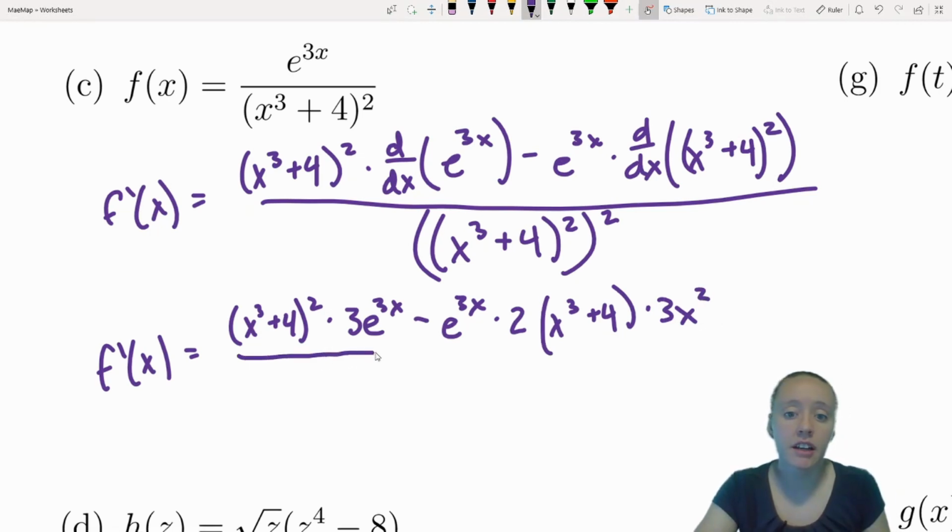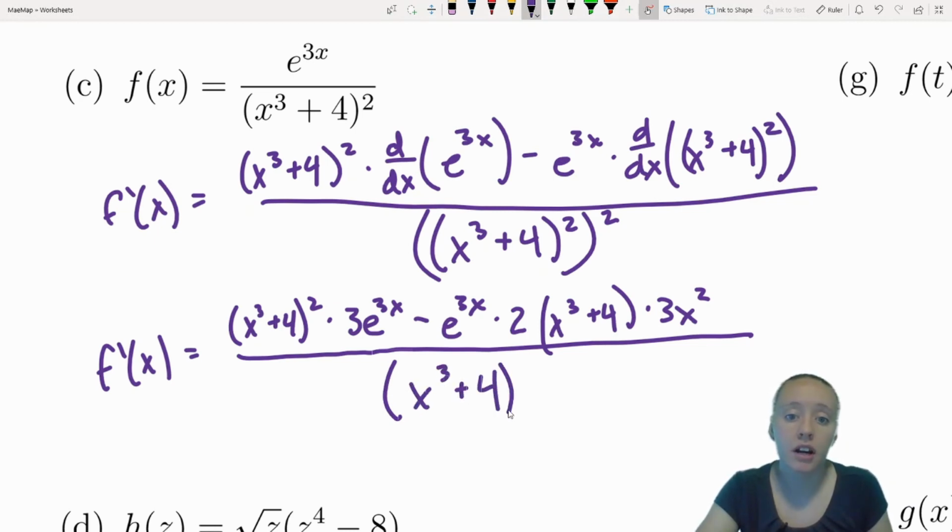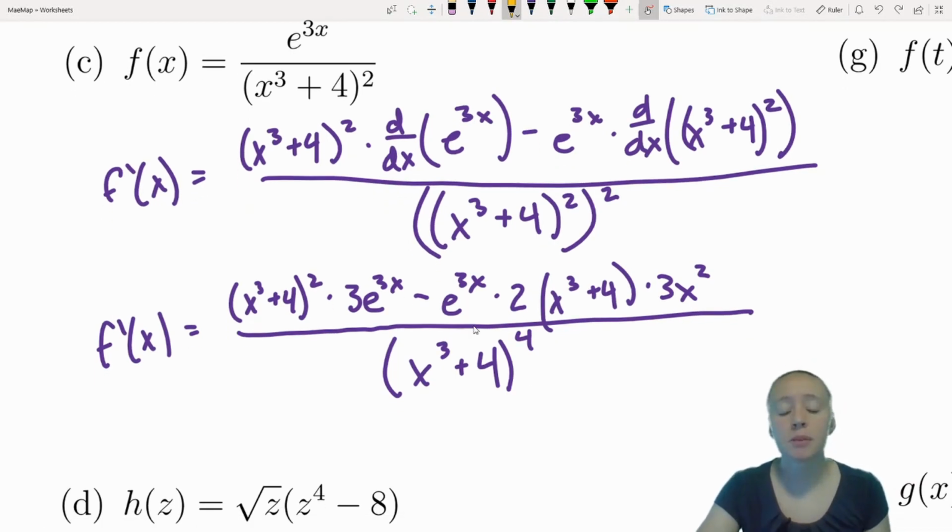And then finally, that's all over my denominator squared, so x cubed plus 4, squared, squared. 2 times 2 gives me 4. So that's all over x cubed plus 4 to the 4th. Now, on your own, simplify this down.